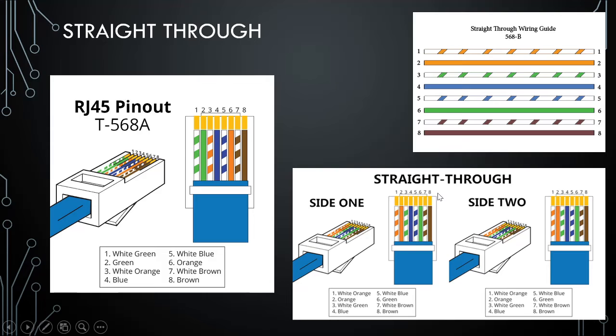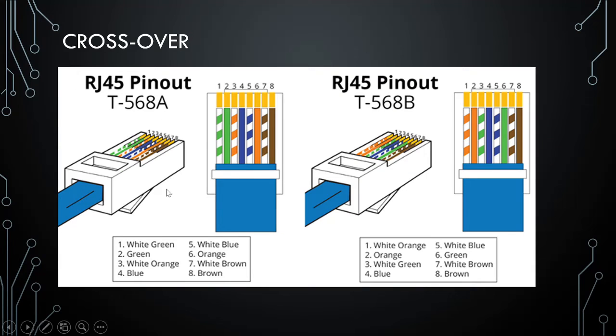So next is crossover. The crossover is simple: 1, 3, 2, 6. Pin 1 on one side goes to pin 3 on the other side. So that is 1, 3, 2, 6, then 3, 1. It is swapped. Then 4, 4, 5, 5. Then 6, 2, and 7, 7, 8, 8.